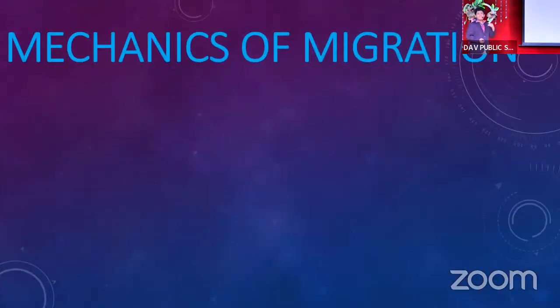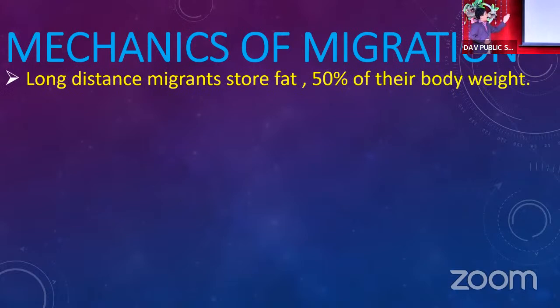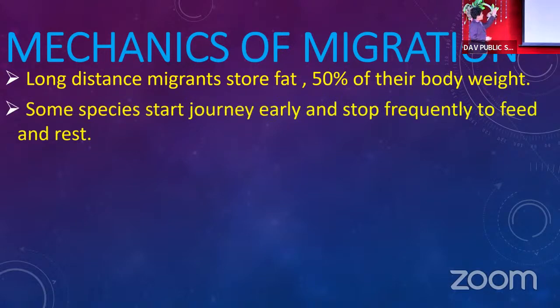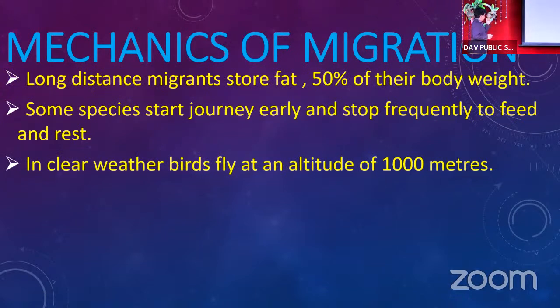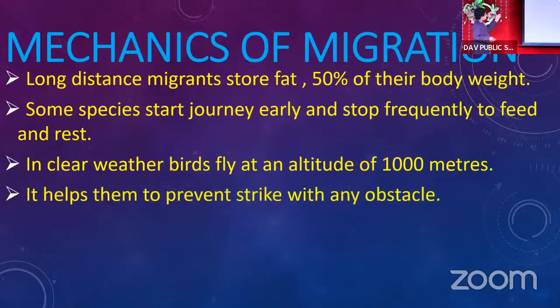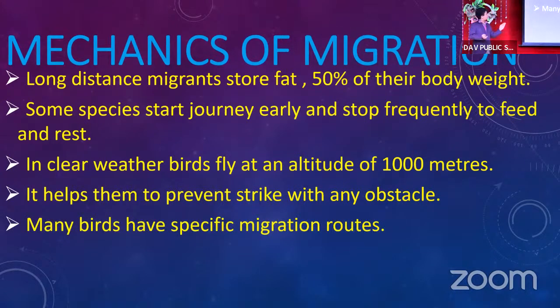Now comes the mechanics of migration. Long distance migrants store fat 50% of their body weight. Some species start journey early and stop frequently to feed and rest. In clear weather, birds fly at an altitude of 1,000 meters. It helps them to prevent strike with any obstacle. Obstacle, we can also say an object. Many birds have set specific migration routes.